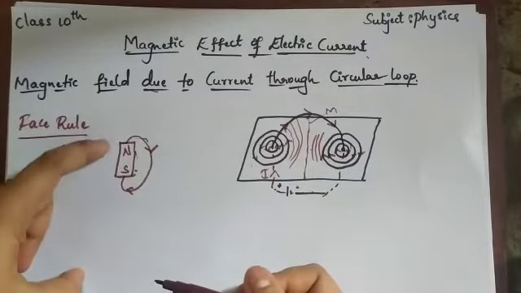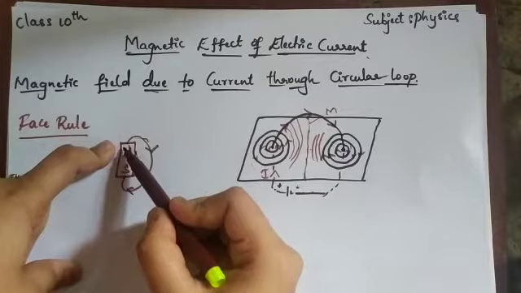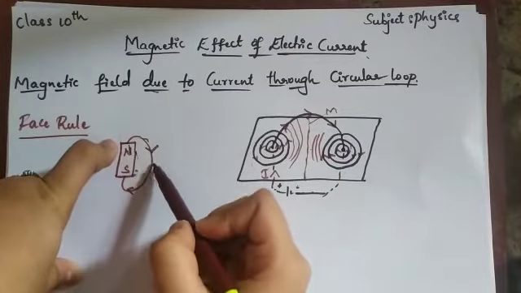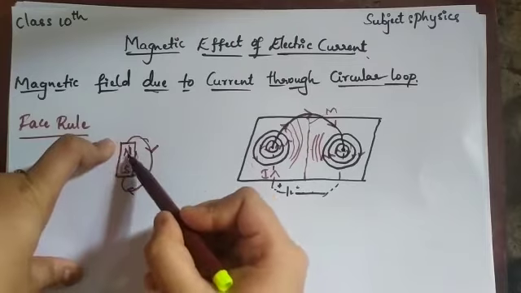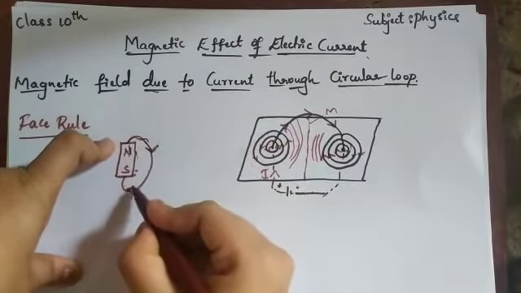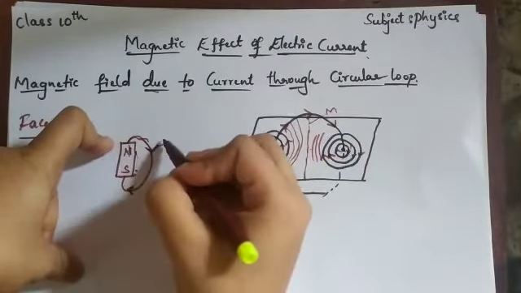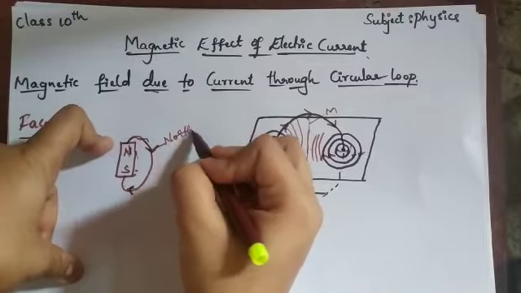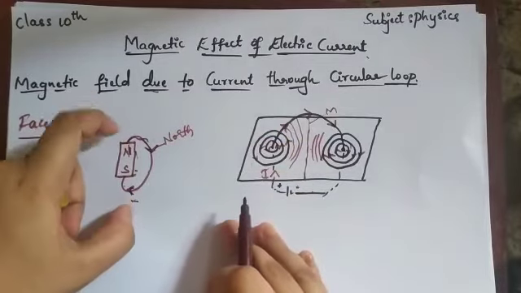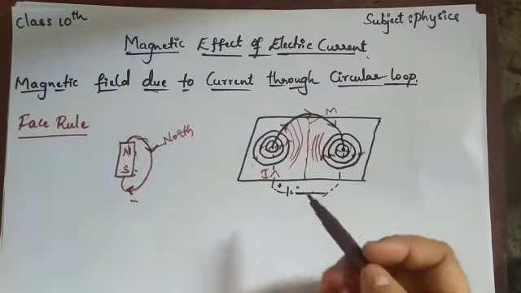So if you see this, I'll say one thing. When magnetic lines are moving from north to south, you can say the magnetic lines are coming out of the north pole and entering inside the south pole. So outside I can say it is the north pole, and inside I can say it is the south pole. The same concept we are applying in this case also.